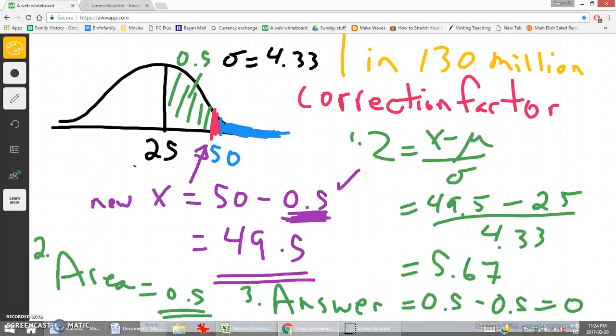So a couple things to understand here: once we convert that binomial to a normal distribution, it becomes a 3-step process. The only difference is we have to apply this correction factor to the original x to get the new x value.